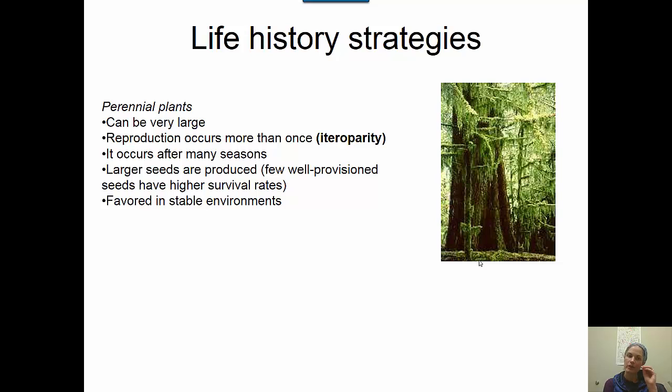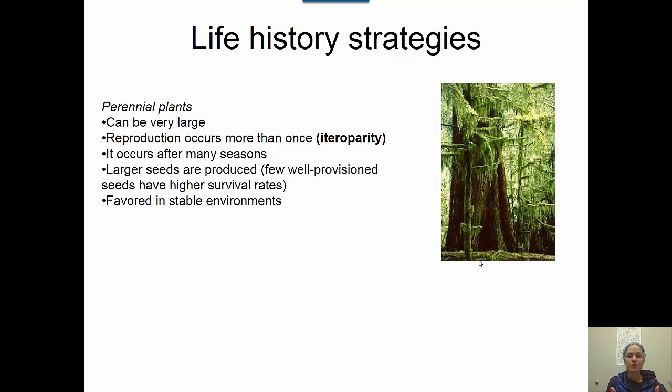In some cases, we see these long-lived perennials producing fewer, larger seeds. This is kind of the plant equivalent of high parental care. So that seed is a little packet of nutritive tissue, and then their offspring, their embryo, is tucked inside a little seed coat. So in a larger seed, there's usually more nutritive tissue that's going to give their offspring an advantage in a really competitive environment.